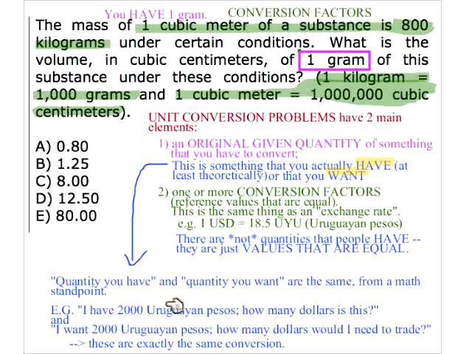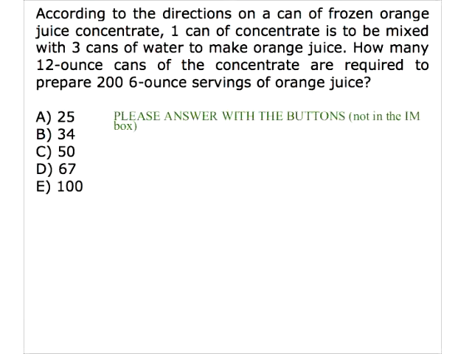I have 2,000 Uruguayan pesos means this is the quantity on the left. And also I want 2,000 Uruguayan pesos also means that's the quantity on the left. So in a problem like this one, instead of a quantity that we have, it's a quantity that we want, but this is still the given quantity. That's the given quantity.